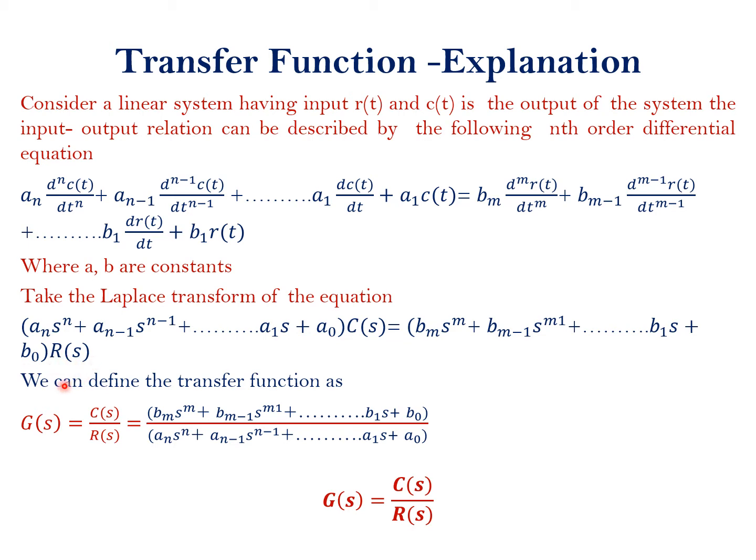Okay, we can define the transfer function as G of s is equal to C of s divided by R of s. What is C of s divided by R of s? That is equal to bm s power m plus bm minus 1 s power m minus 1 plus b1 s plus b0 the whole divided by an s power n plus an minus 1 s power n minus 1 plus a1 s plus a0. So what is G of s finally? C of s divided by R of s. So these are the explanation of transfer function.